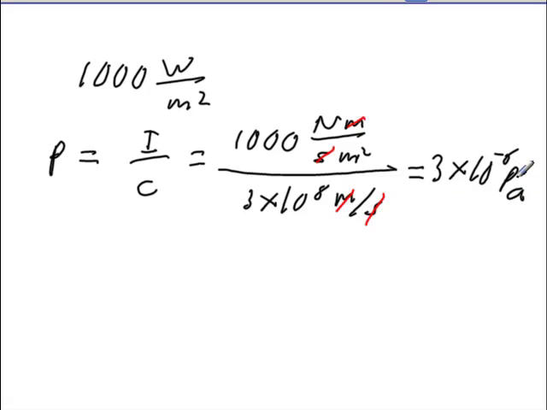That's a very small amount of pressure when you consider that atmospheric pressure is 100,000 pascals. So this is 10 to the 11 times smaller than atmospheric pressure.